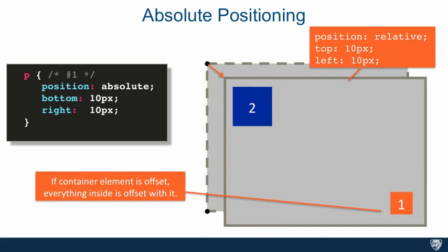A really cool feature of this combination is that if your container element is itself offset, everything inside of that container is offset with it. So you could set up a particular layout within a container element and then move that container element, or offset it, all around the screen without worrying about having to offset particular values of every element within that container element. Let's jump into the code editor and take a look at some examples of these concepts.